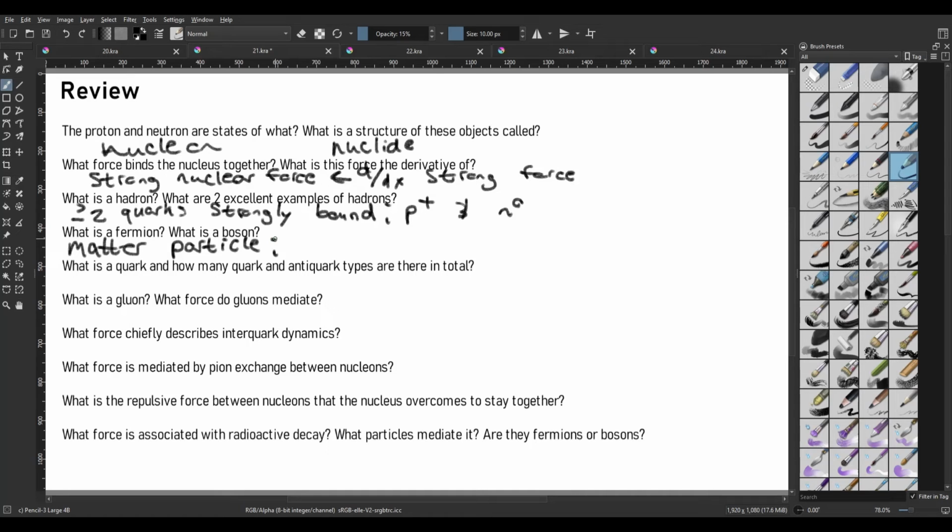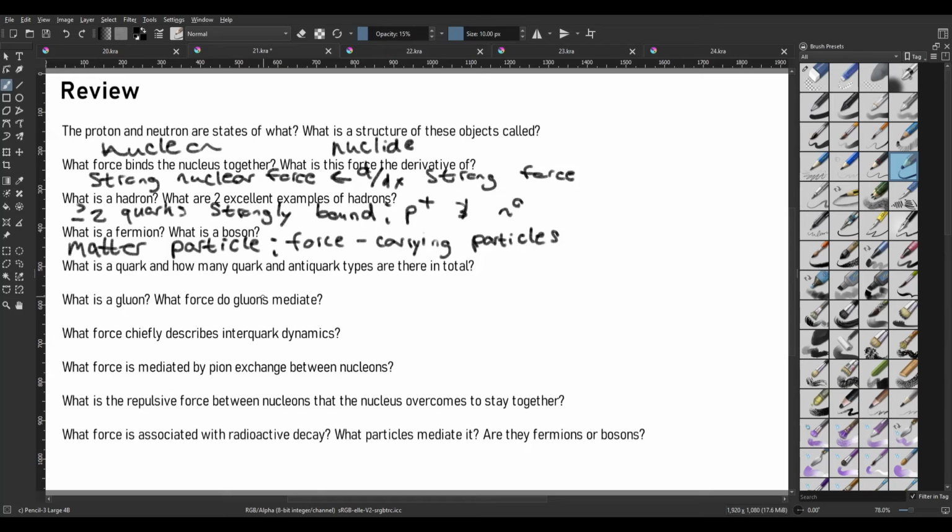What is a boson? A boson is a force-carrying particle, so they're not physical. Fermions are physical matter particles that make up matter. Bosons are force-carrier particles. They represent forces, so they're not physical. Force-carrying particles. Bosons will always have a spin of 1. Vector and gauge bosons are synonymous. They'll always have an integer spin.